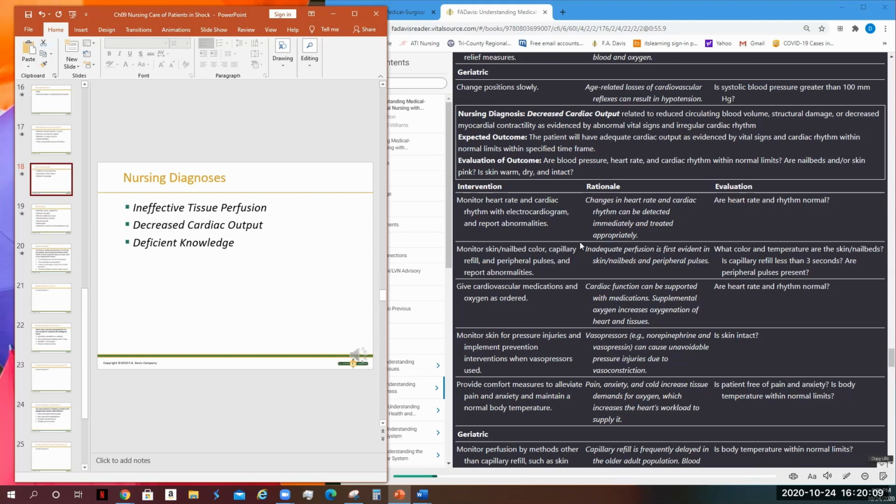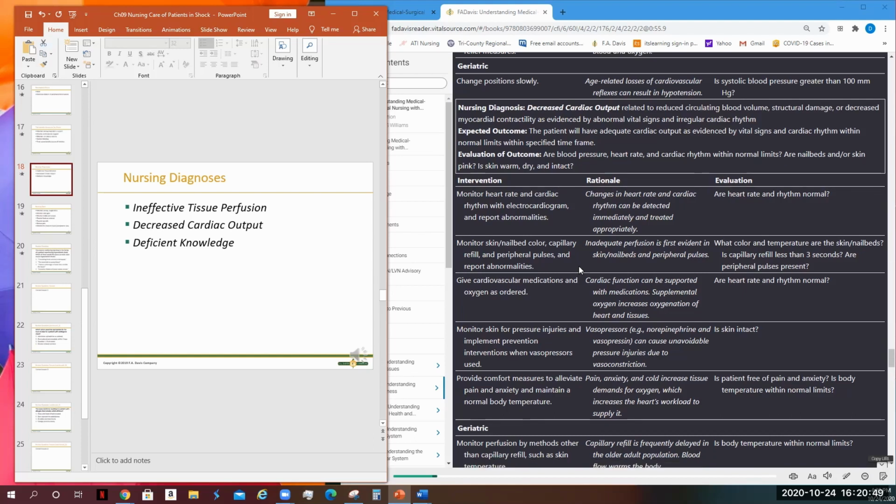Give cardiovascular medications and oxygen as ordered. Cardiac function can be supported with medications. Supplemental oxygen increases oxygenation of heart and tissues. So, are heart rate and rhythm normal? Monitor skin for pressure injuries and implement prevention interventions when vasopressors are used. Vasopressors, e.g., norepinephrine and vasopressin, can cause unavoidable pressure injuries due to vasoconstriction. So, is the skin intact?